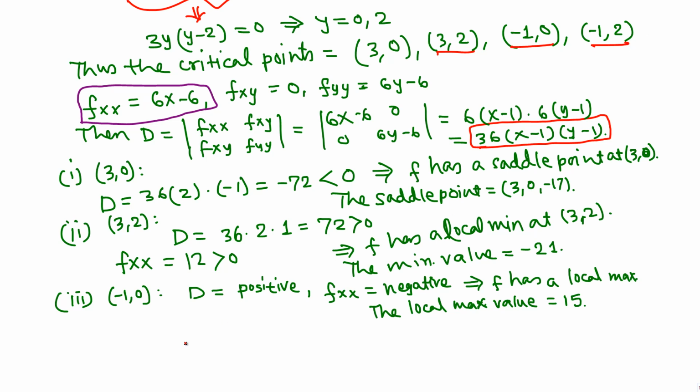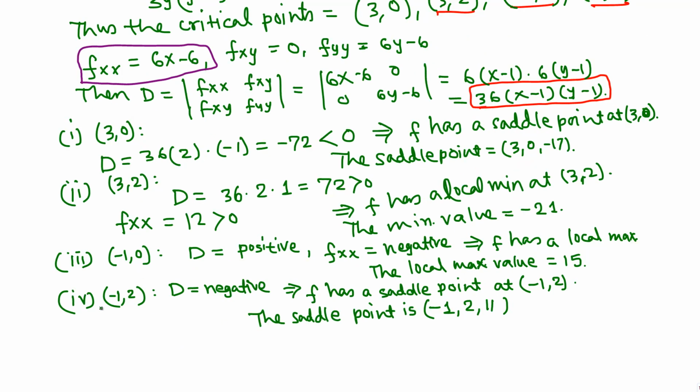And finally we need to do the fourth critical point, which is (negative 1, 2). At the critical point (negative 1, 2), the discriminant becomes negative. Just plug in x equals negative 1 and y equals 2: 36 times negative 2 times 1, which is a negative number. When the discriminant is negative, f has a saddle point at this (negative 1, 2), and the saddle point is (x, y, z). We need to find the corresponding function value. Plug (negative 1, 2) into the original function, and you get 11.